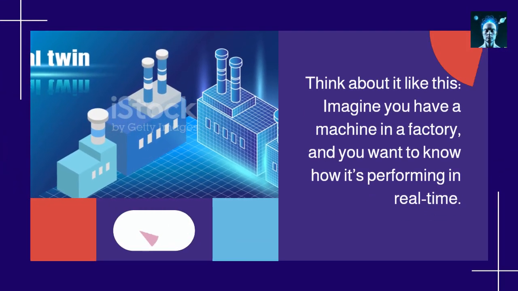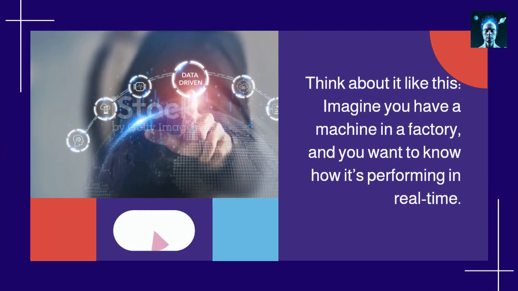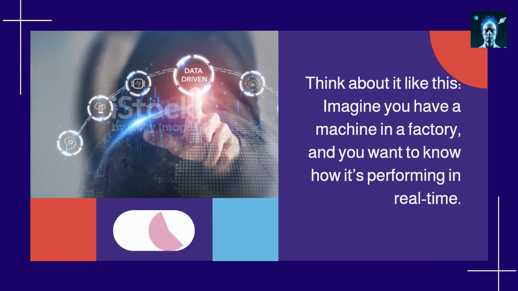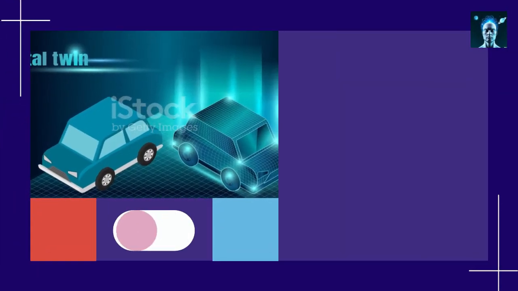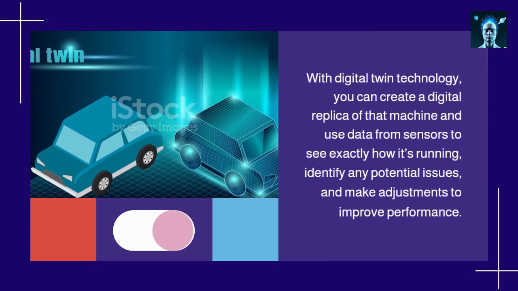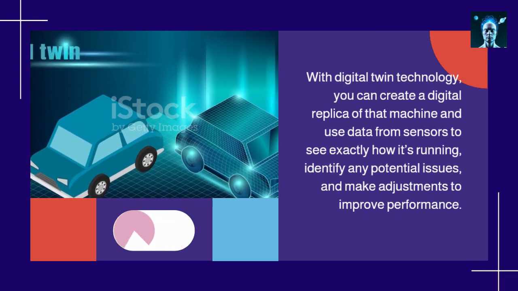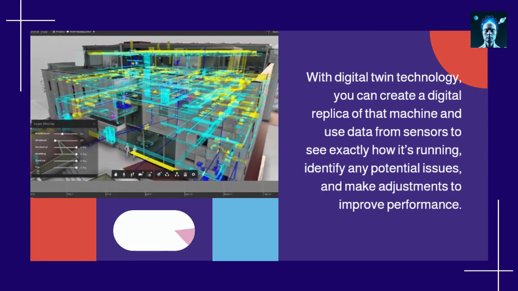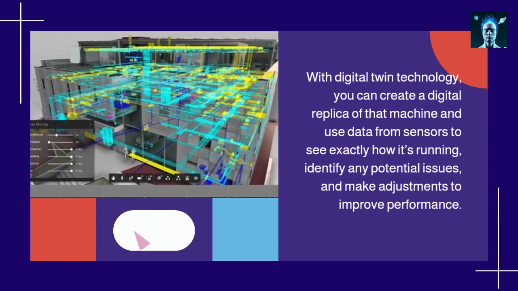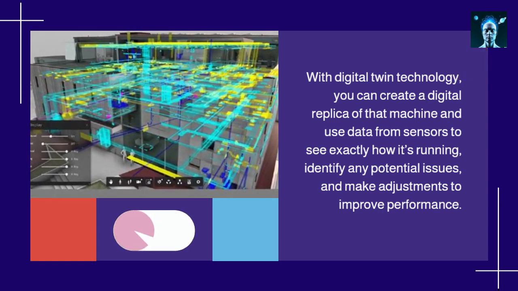Think about it like this: imagine you have a machine in a factory, and you want to know how it's performing in real time. With digital twin technology, you can create a digital replica of that machine and use data from sensors to see exactly how it's running, identify any potential issues, and make adjustments to improve performance.